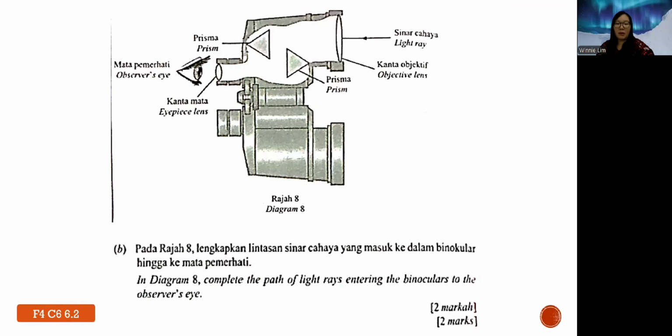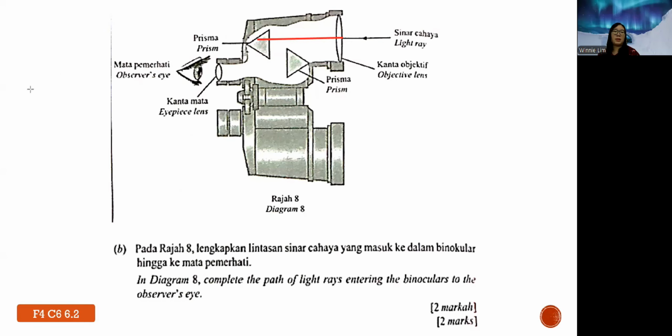Okay, then next on diagram 8, complete the path of the light ray that enters the binoculars. So how do you complete the path? Basically, when the rays strike the lens, they will just go straight. Then because they are along the normal, they'll just enter the prism.